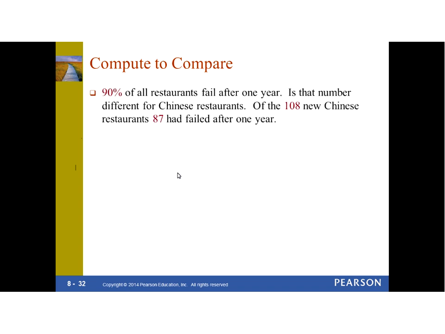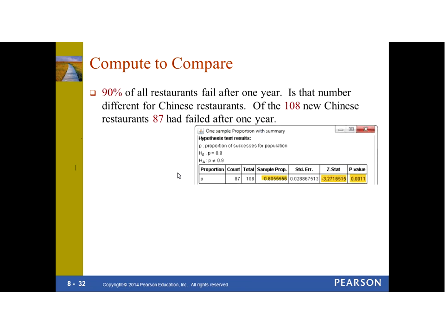Let's go to the Chinese restaurants. 90% of all restaurants fail after 1 year. So H0: p was equal to 0.9. The alternative, p is not equal to 0.9. Our sample proportion was 80%, 0.8. Our Z statistic is negative 3.271.